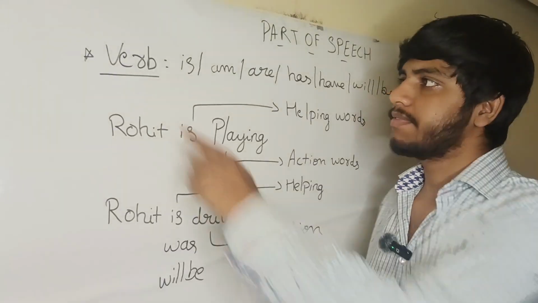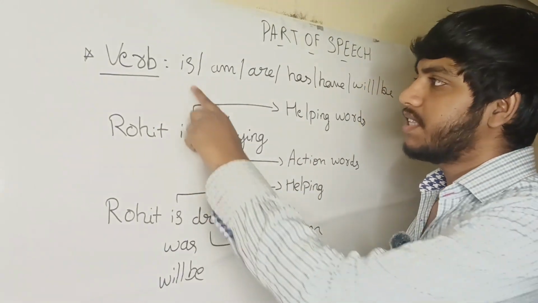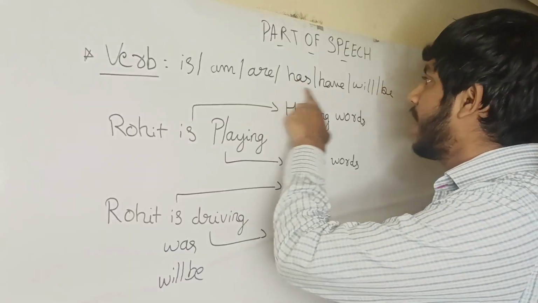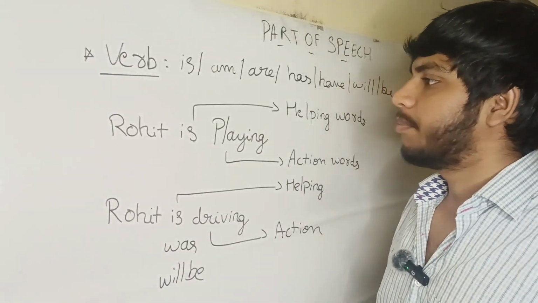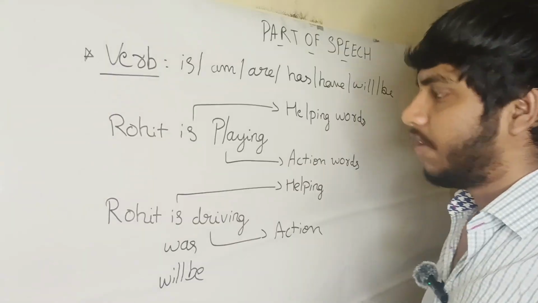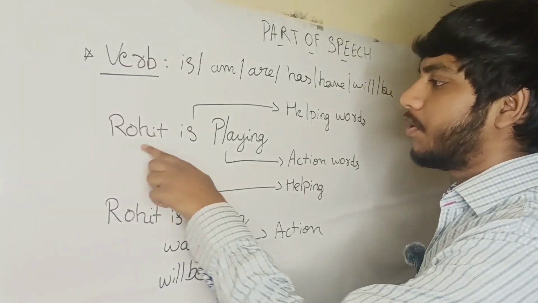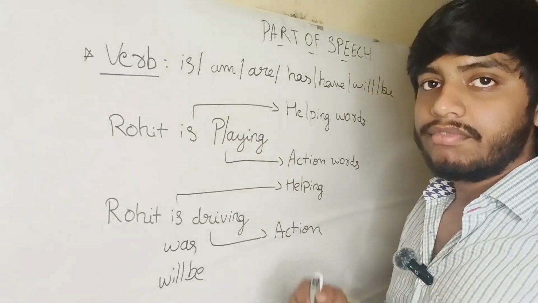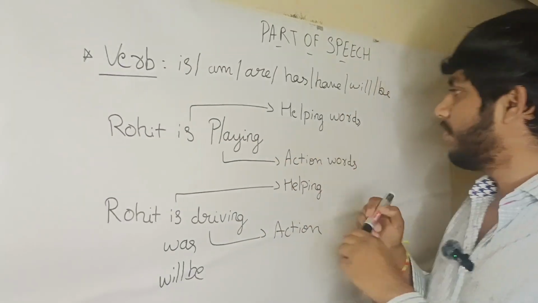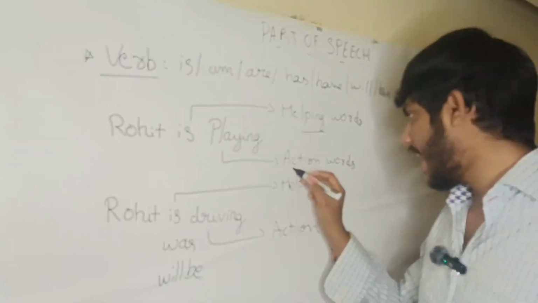Friends, the next part is verb. In verb, there are words like is, am, are, has, have, will be, etc. These are the many words present in this part. For example, let us understand with an example. Rohit is playing. Rohit is a noun. Is is a verb.